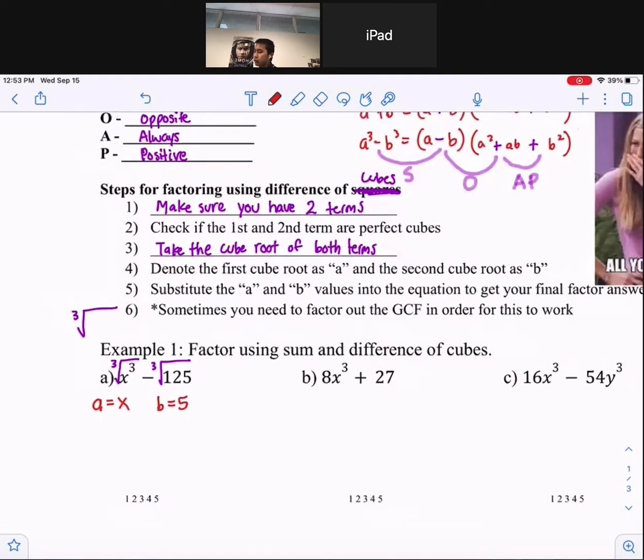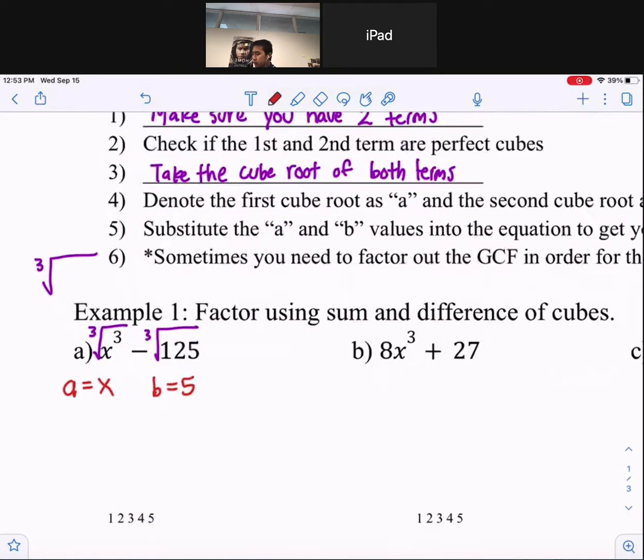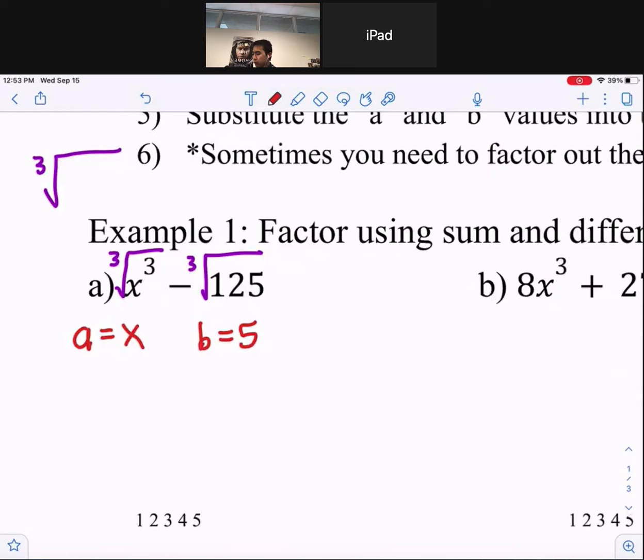And now we can use our formulas to plug in. So we're going to be using this one because there's a minus sign, right? a minus b, a squared, ab, b squared, right? Now do SOAP. Same, opposite, always positive.